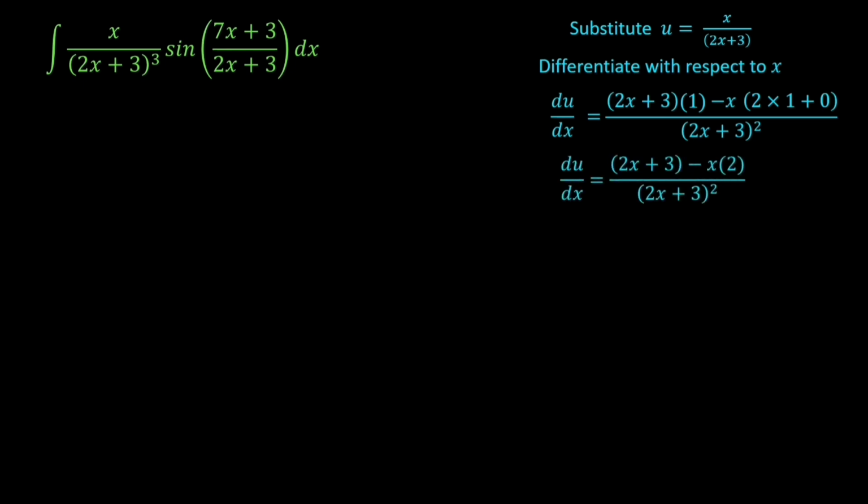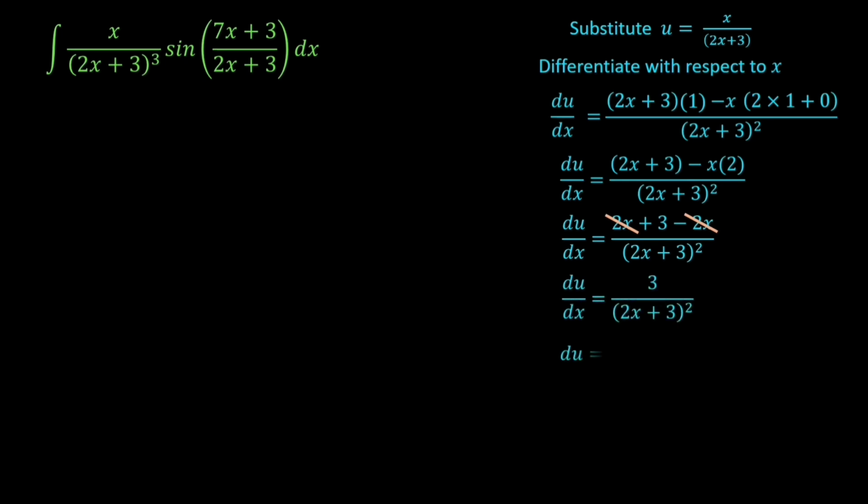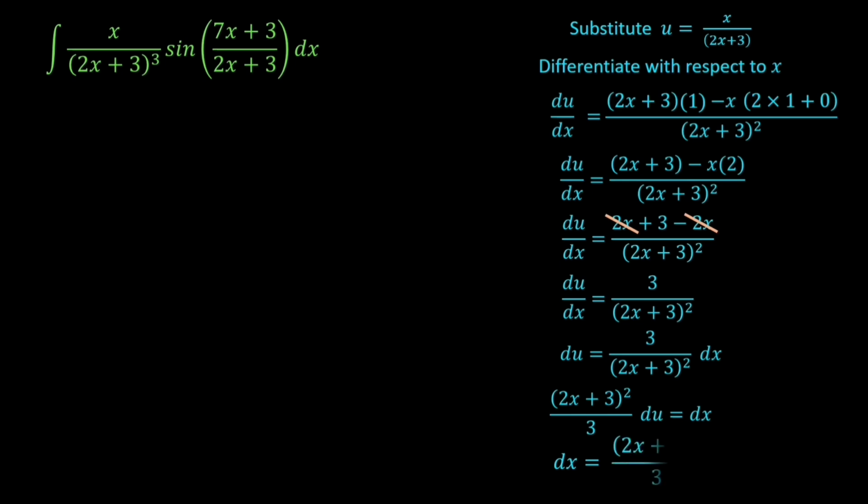After that, we can simplify the numerator value. First one, 2x plus 3 minus 2x. We can cancel out positive 2x and negative 2x and get the result 3 in the numerator. After that, we can cross multiply the denominator value, and we can write dx as (2x plus 3) perfect squared over 3 into du.